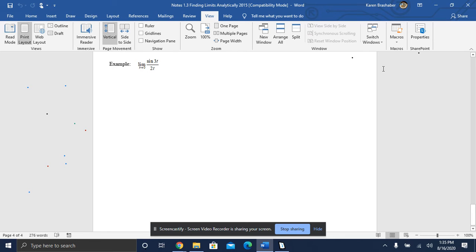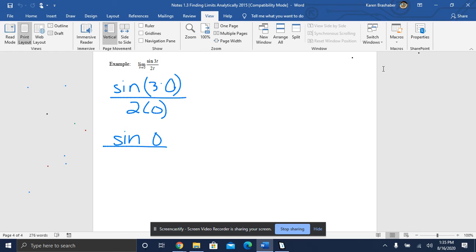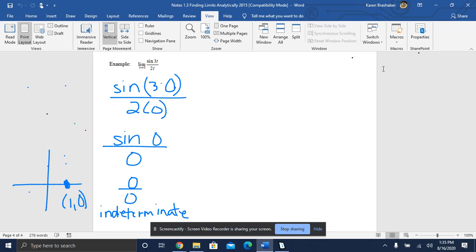That would give us sine of 3 times 0 over 2 times 0. Well, that would be the sine of 0 over 0. The sine of 0, if you remember from our earlier example, 0 in your unit circle is at this ordered pair, and the sine is the y value. So that would be 0, and then your denominator is 0, and this is indeterminate. Which means we have to try a different strategy.